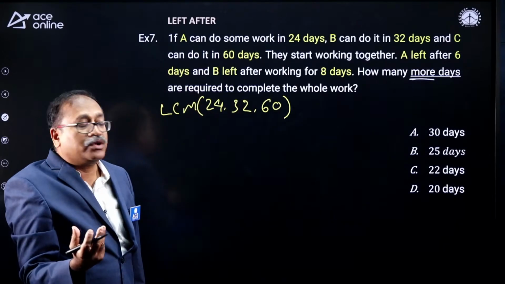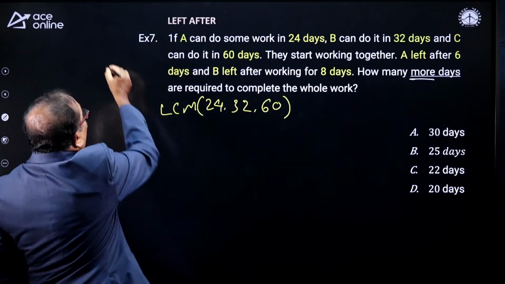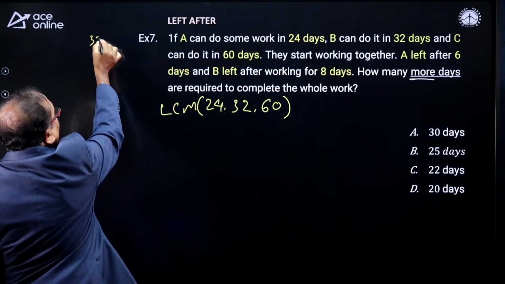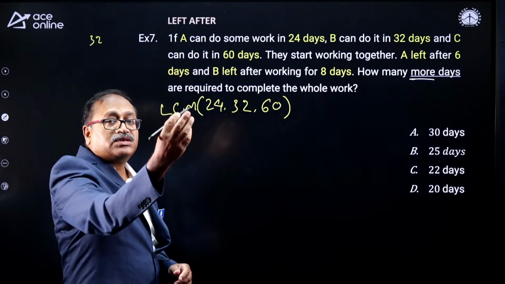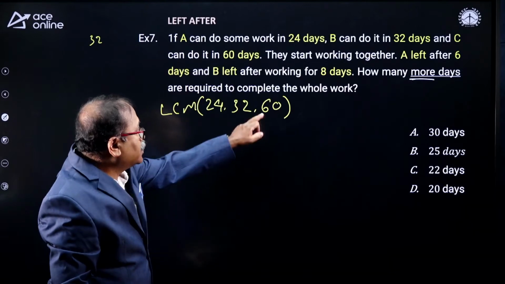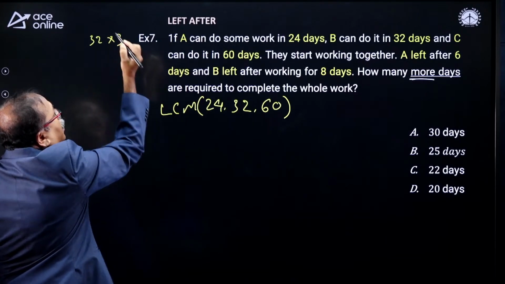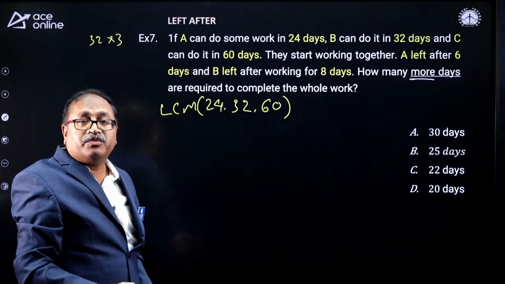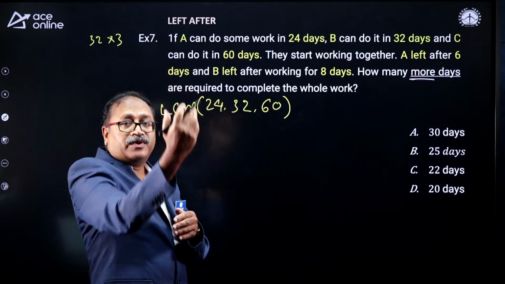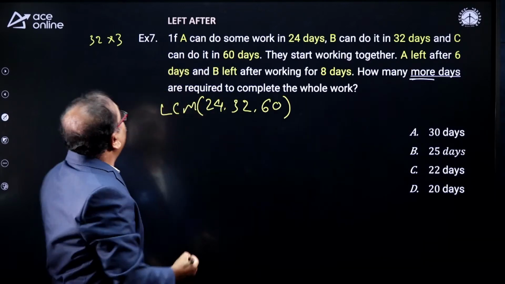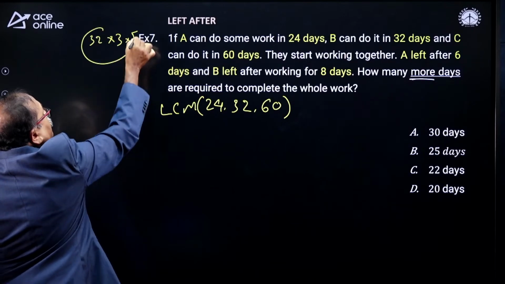What is the highest power of 2 here? The highest power of 2, I notice, is 32. I am writing it here in the rough work, 32. What is the highest power of 3? 3, 9, 27, 81 and so on. I can see one 3 is there, so take that 3 over here. The next prime number is 5. What is the highest power of 5? 5, 25, 125 and so on. I notice that one 5 is there. So, this is what the LCM is.